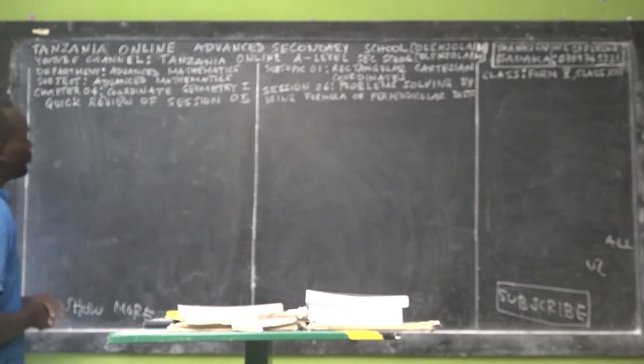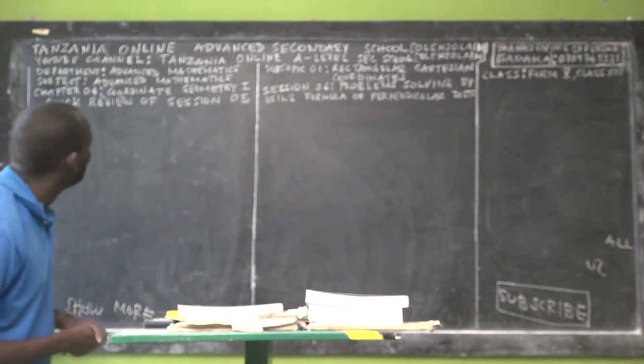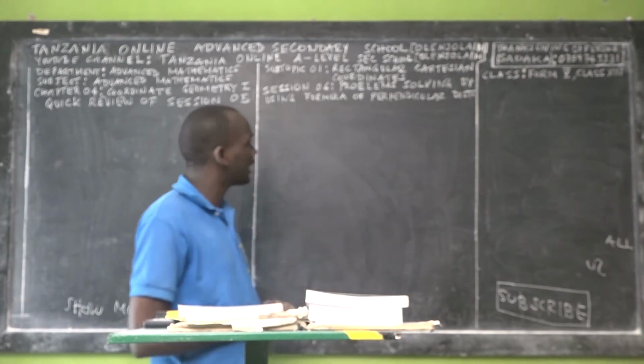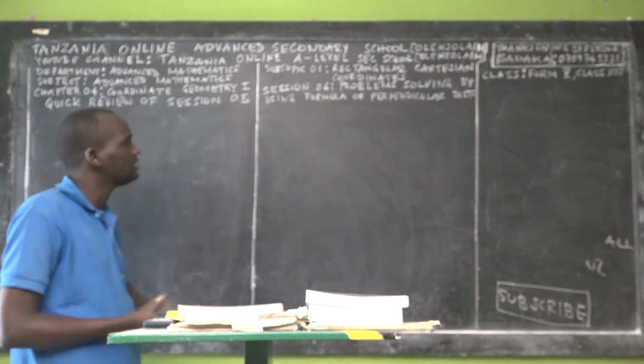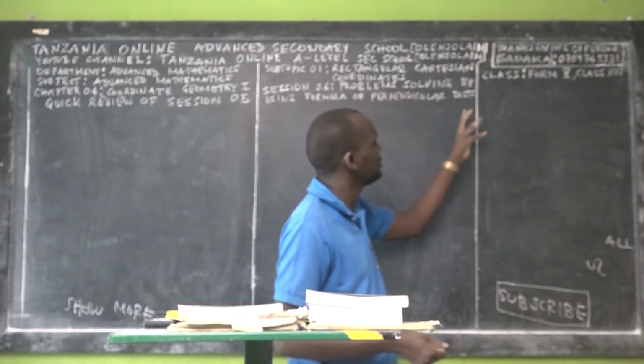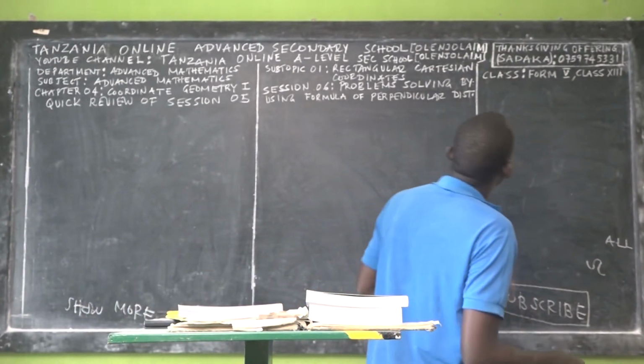We are in Chapter 1. So I would like to do a quick review. We are in the first subtopic called rectangular Cartesian coordinates, and this is section 6, problem solving by using the formula of perpendicular distance.